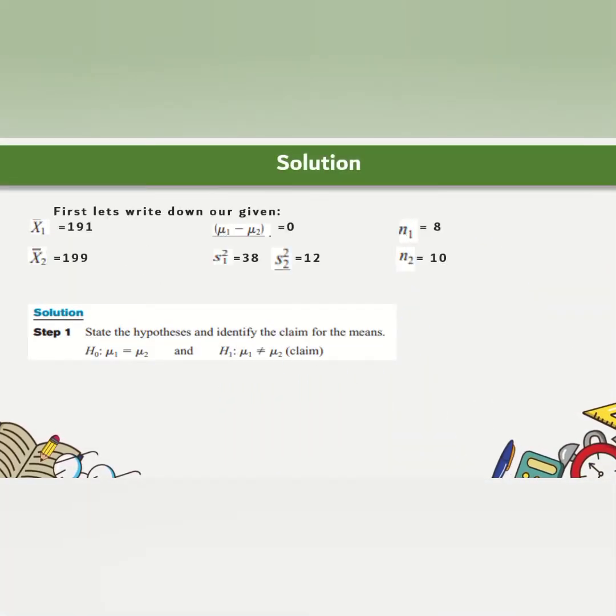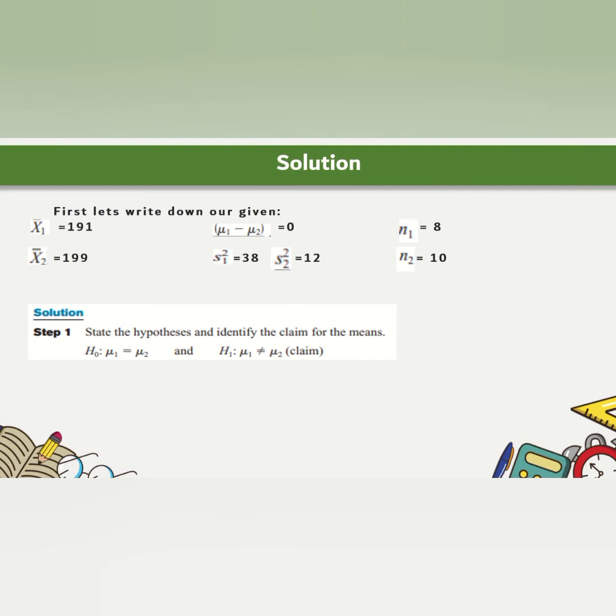So first, for the solution, let's write down our givens. We have sample mean 1 equal to 191. Our sample mean 2 is equal to 199. Our population mean 1 minus population mean 2 is equal to 0. The standard deviation of sample 1 is equal to 38, and of sample 2 is equal to 12. Sample size 1 is equal to 8, and sample size 2 is equal to 10.